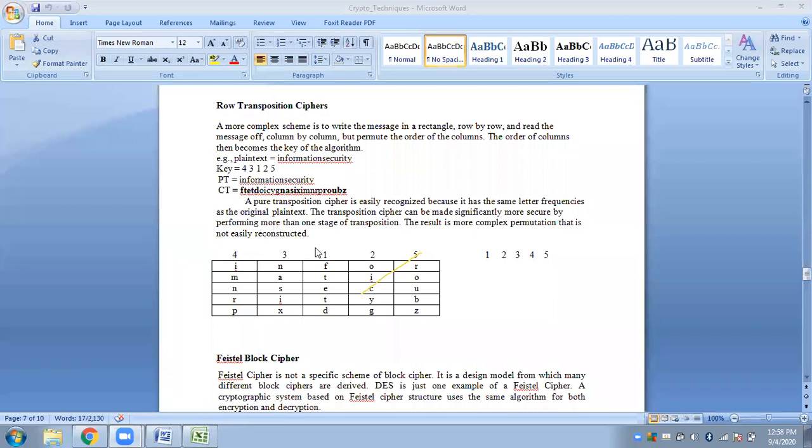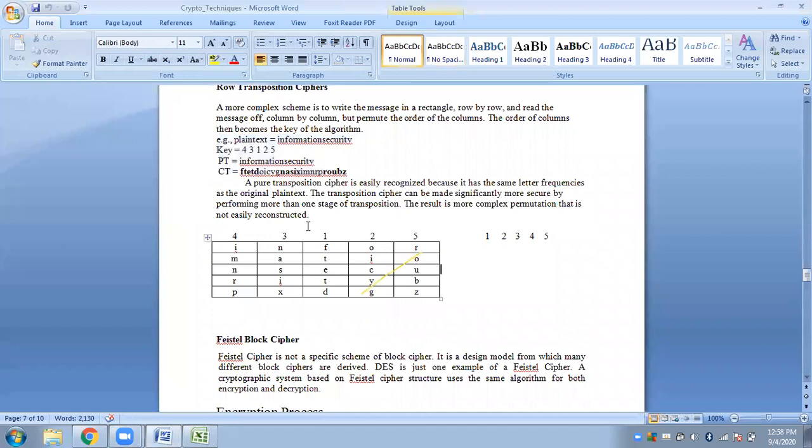Now let's start with the working procedure. Depending on the number of digits of your key, that many rows and that many columns must be constructed. Even here, just like in Playfair, you will be constructing a matrix. The size of the matrix will depend on how many digits you have used in the key.